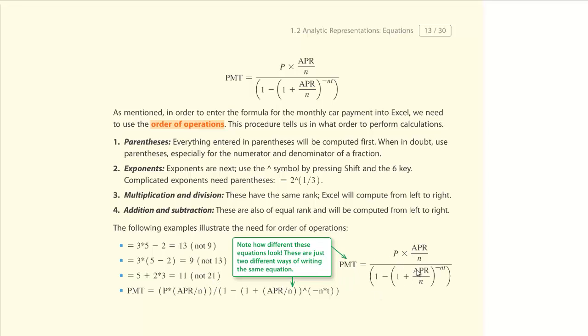This fancy formula over here can be written this way. This is kind of how you would type it into a graphing calculator. So these are just two ways of representing the same thing.